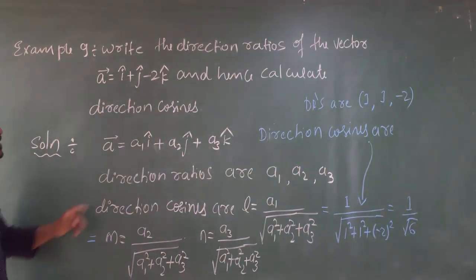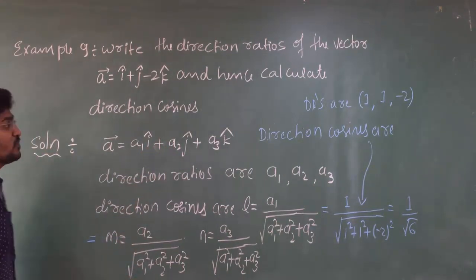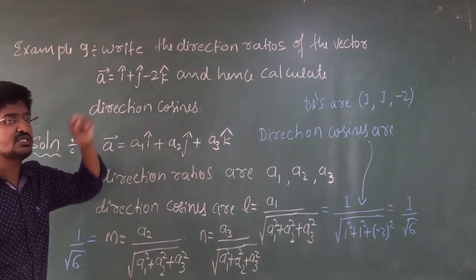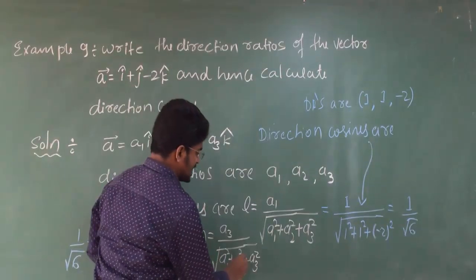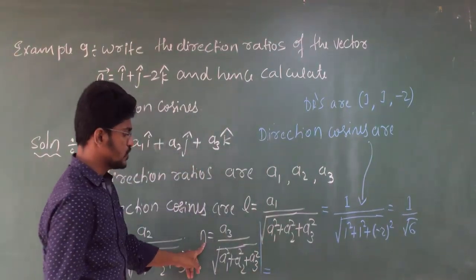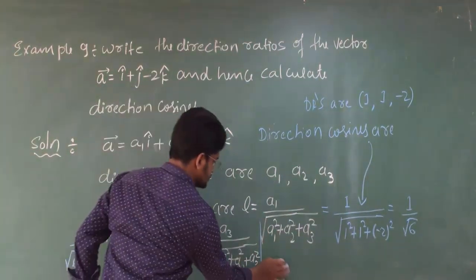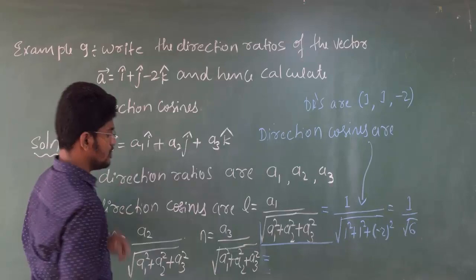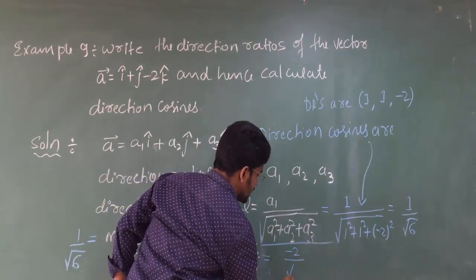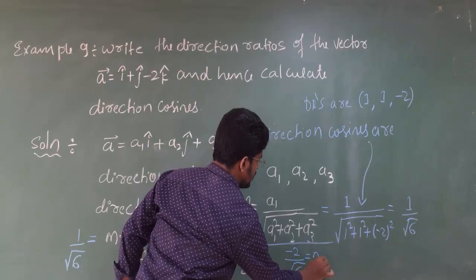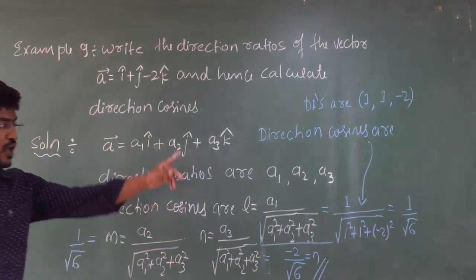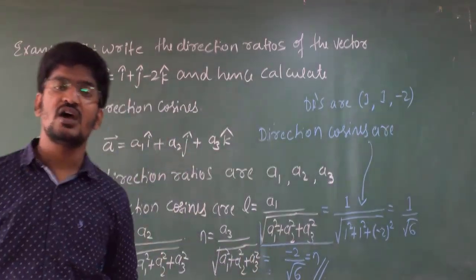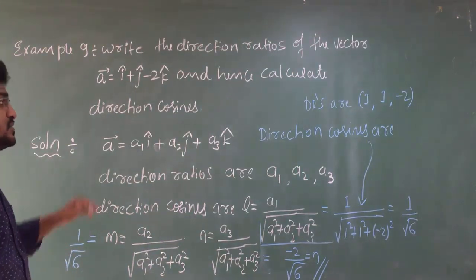Now m is going to be what? a2 by root of a1 square plus a2 square plus a3 square, that is also 1 by root 6 because a2 term is also 1. If you calculate n, a3 term is what? Minus 2. Minus 2 divided by root 6. So this is equal to n. Clear? 1 by root 6, 1 by root 6, minus 2 by root 6 are the direction cosines for this particular question.